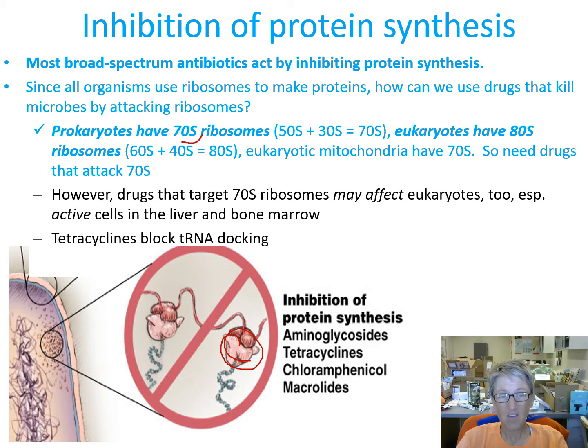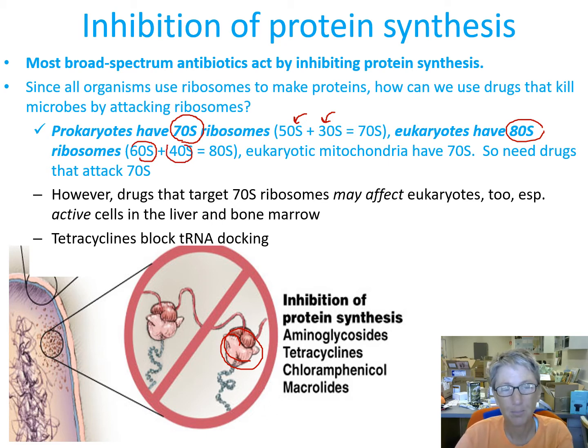Prokaryotes have a 70S ribosome. And I know this math isn't right, but it is right. This is how they talk about the 70S ribosome. The 70S ribosome has two parts, a 50S and a 30S, which should equal 80S, but it doesn't because there's some other cool biochemistry going on that I'm not going to talk about. Eukaryotes, on the other hand, have an 80S ribosome. Two parts, a 60S and a 40S. Should add up to 100, but it doesn't. It's complicated biochemistry. But eukaryotes have an 80S ribosome.